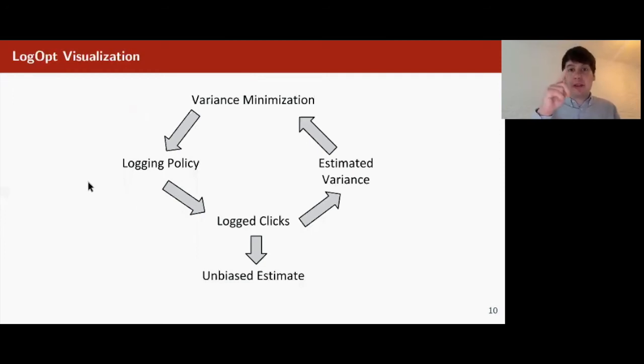And thus we've started a feedback loop where we gather more clicks, which allows us to better estimate what the best logging policy might be. And then we use that to update the logging policy to gather more clicks, and again to estimate the variance again, and we can do this repeatedly. That's the main idea behind this algorithm.